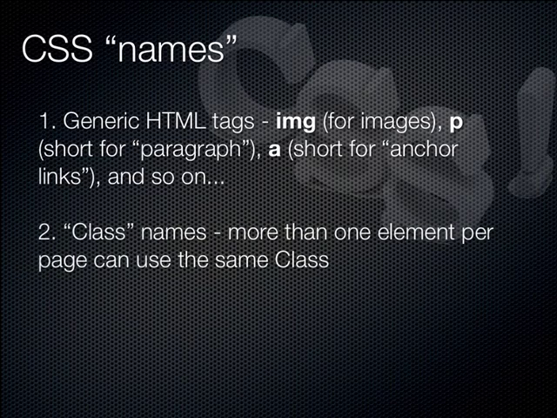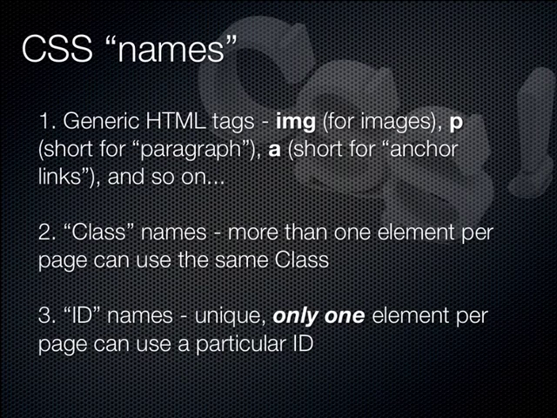The second basic type of name is called a class. The nice thing about a class is that there can be more than one piece of the puzzle with the same class name. The third basic type of name is called an ID. These are unique names, meaning there can only be one piece of the puzzle that uses a particular ID.